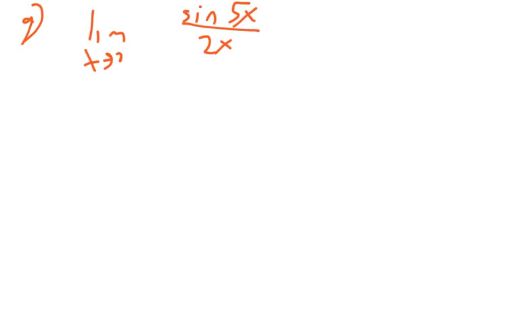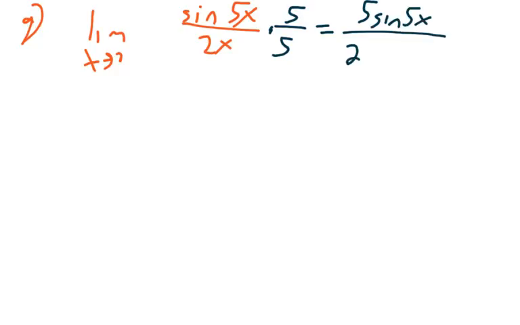In letter G, we once again have 0 over 0. And since we have sine of 5x, I need a 5x on the bottom. So I'm going to multiply both sides by 5. So I got 5 sine of 5x over 2 times 5x. The 5x and the sine 5x, the limit goes to 1. So I'm left with the answer of 5/2.